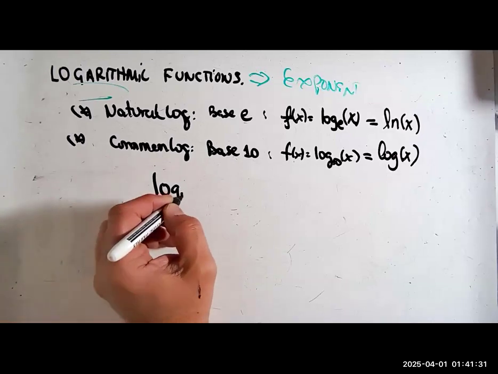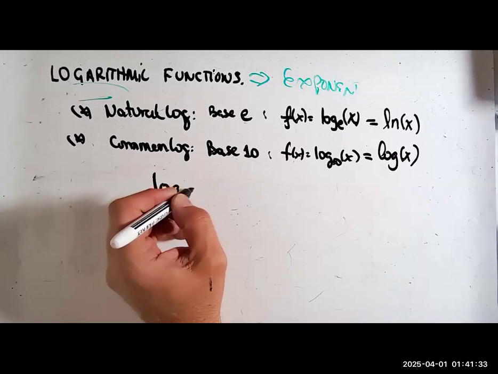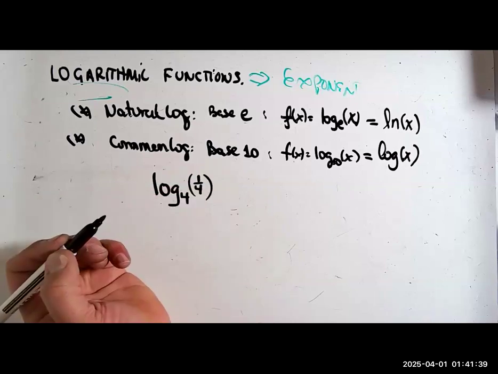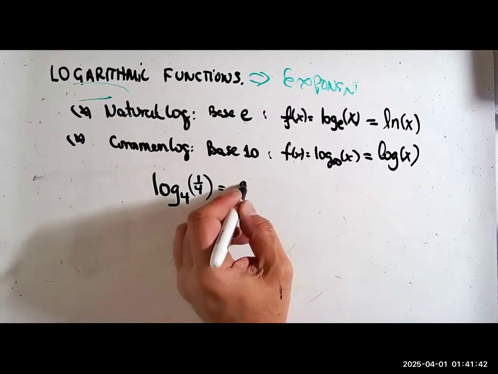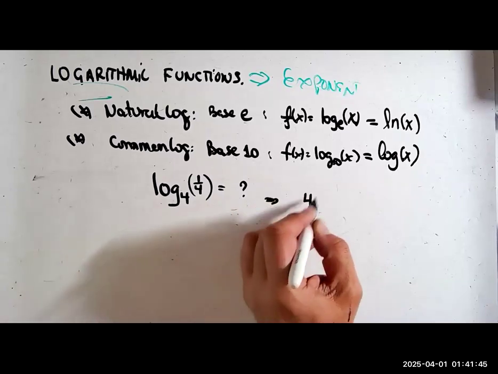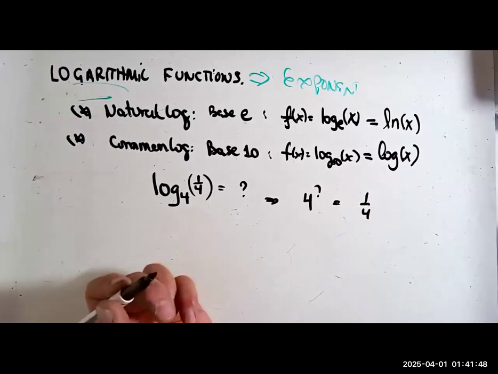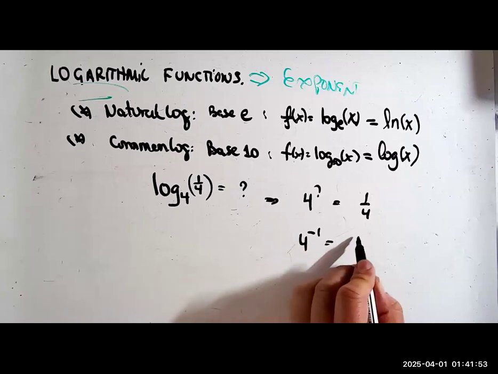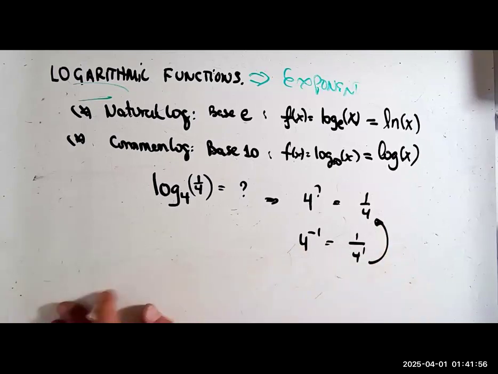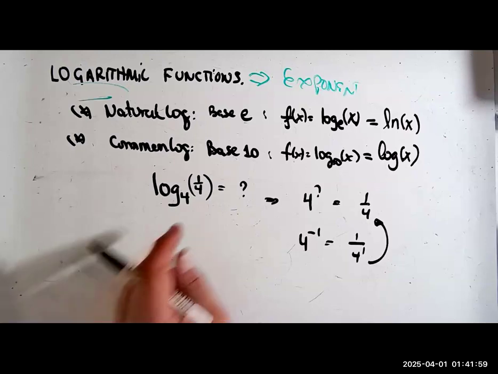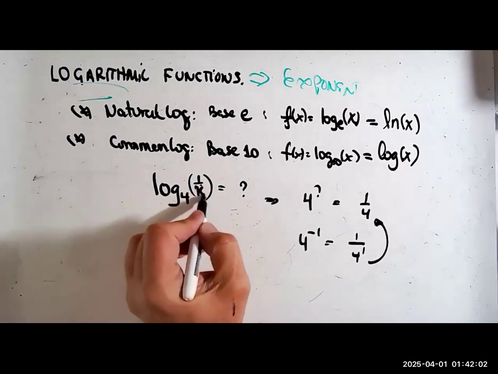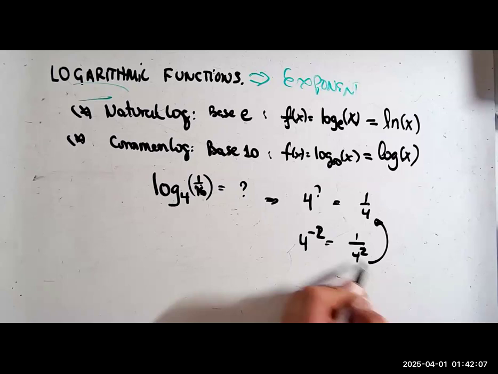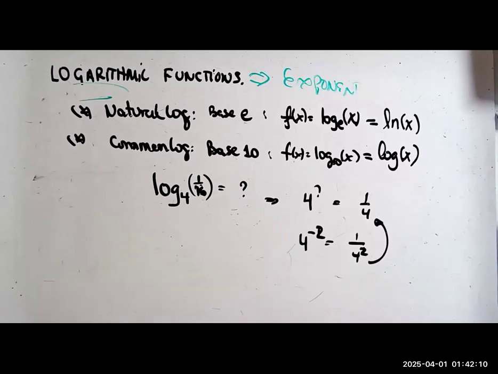But if I have log base 4 of 1/4, that would be what? What are we asking? 4 raised to what number gives me 1/4? Well, we know, of course, that 4 to the negative 1 equals 1/4 to the 1, which is just 1/4. If I have log base 4 of 1/16, that will be 4 to the negative 2, because that will be 1/4 to the 2, which is 1/16. Okay.